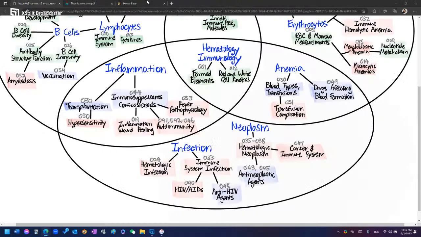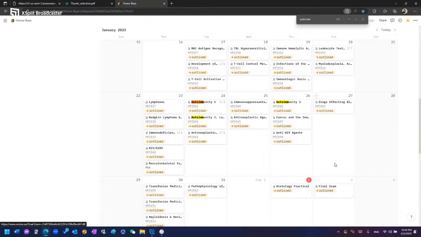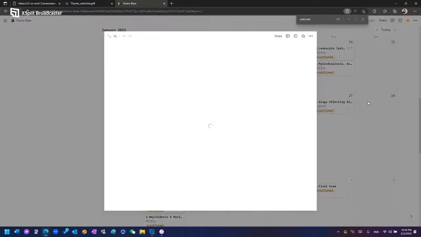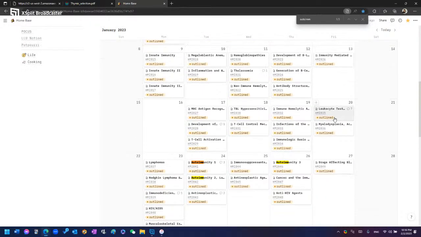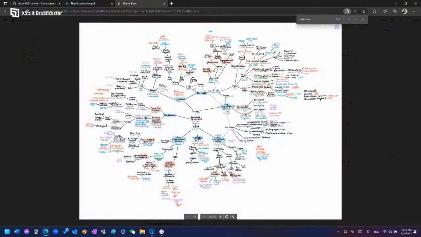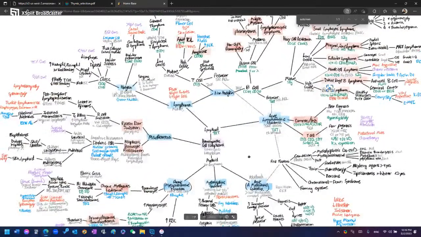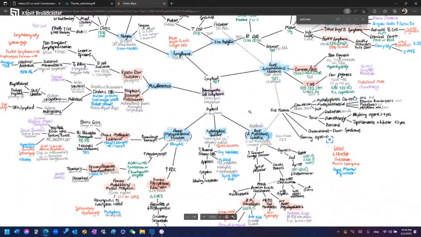So let's jump. Okay. So yeah, there's a lot to cover here with the neoplasms.